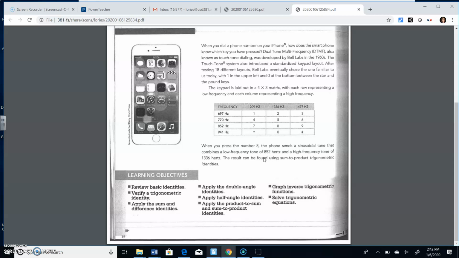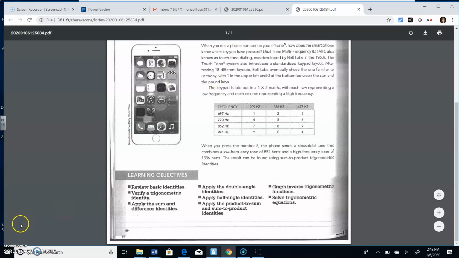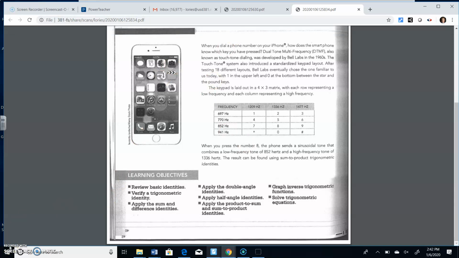Boom. Yeah. All right. So is that the sound you hear when you put the... I don't know, maybe it's an internal sound. I don't know, because you can make it silent. But yeah, so they use trigonometry to help them develop the keypad and to know what number you are pushing on the keypad. So that's pretty cool.